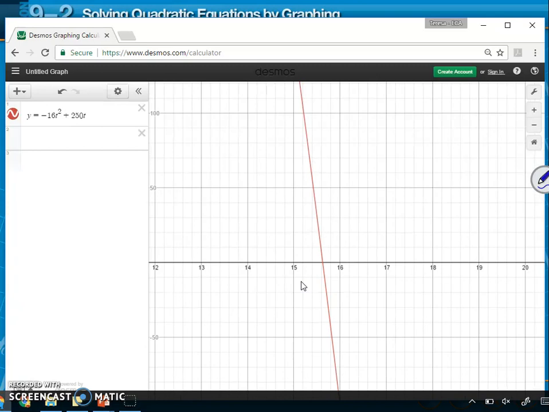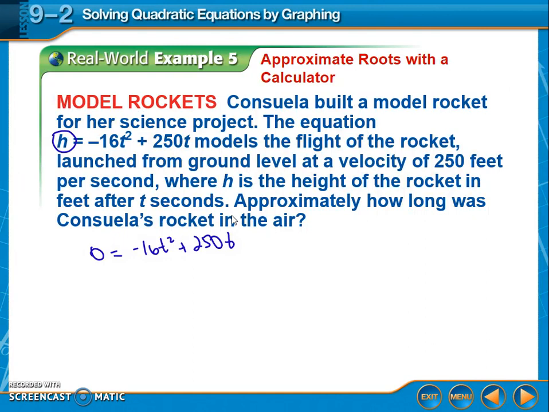And you can look at the graph and say that's about 15.6-ish. I don't know, let's see, 1, 2, 3, 4, 5 boxes, so 3/5, so about 6. Okay, so you can say that this is approximately in the air for about 15.6 seconds.